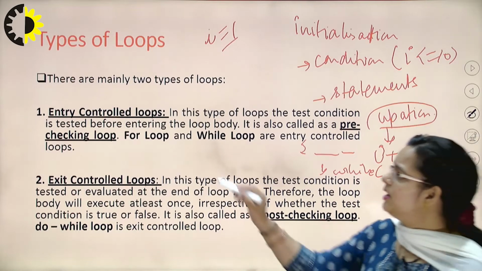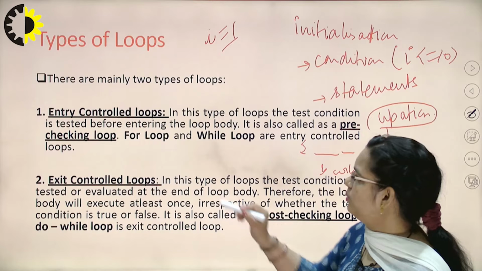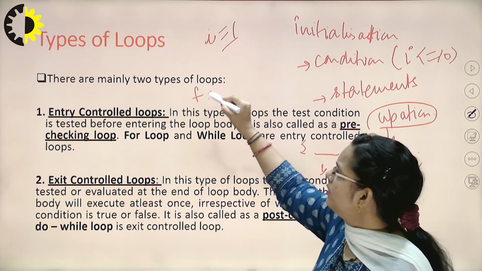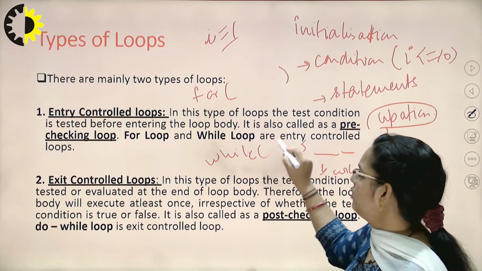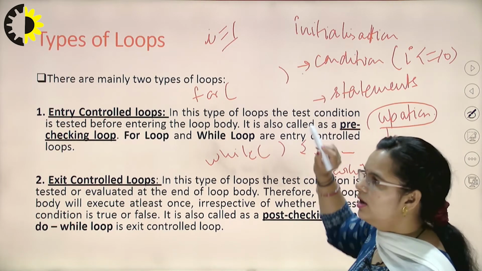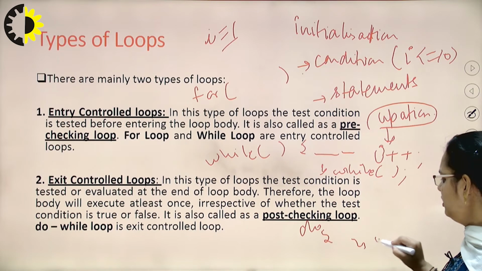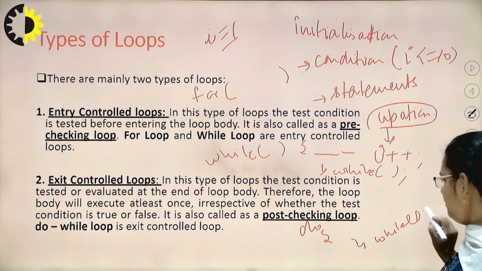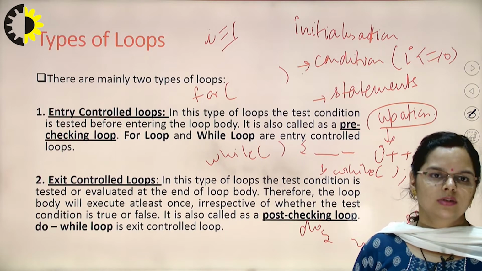Always remember, entry control loops have various examples like the for loop and the while loop. When we write the for loop and the while loop, we do not use the semicolon. But in the do while loop, we always use the semicolon. This is the basic difference between entry control and exit control loops. Let us move to the next point.